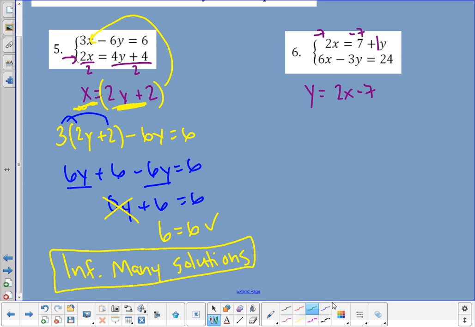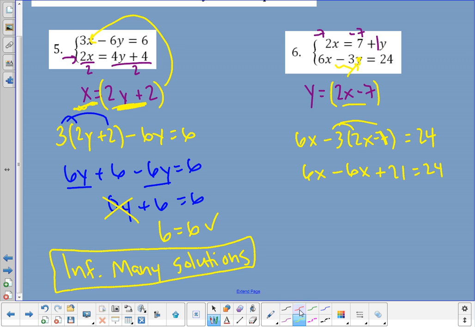Now I can take this 2x minus 7 and plug it in for the y right there. Keep the negative 3 that's in front. You're only getting rid of the y. So get rid of the y and put 2x minus 7 in its spot. 6x minus 3 times 2x minus 7 is equal to 24. So now I solve that, and I end up with 6x minus 6x plus 21 is equal to 24.